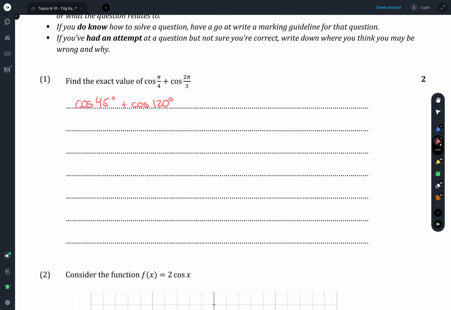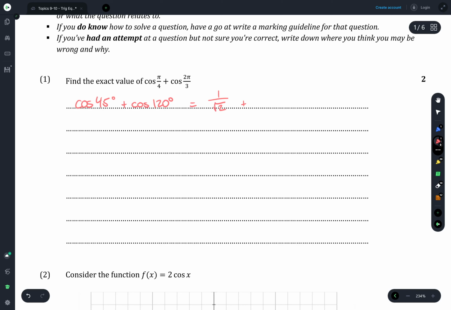Now that we have that, we can find the exact value of each of those. These exact values can either just be remembered or found using the special triangles that are shown on the reference sheet. So cos of 45 degrees we find to be 1 over root 2.